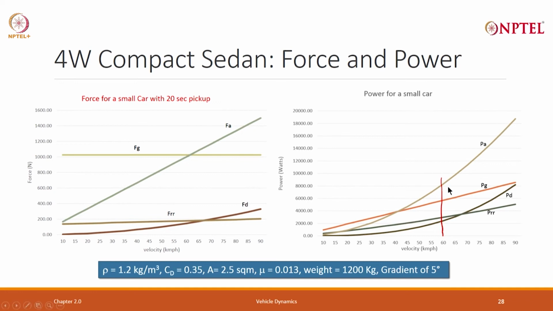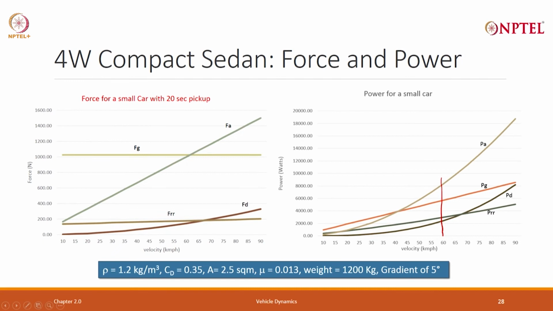So, look at it. If I want to travel at 60 kilometers per hour and I want this acceleration plus rolling resistance and drag, it will be 6 plus 2 plus 2. I require 10 kilowatts. Even for gradient, I have 6 kilowatts plus 2 plus 2. So, 10. For acceleration I require 8 plus 2 plus 2. So, 12 kilowatts. So, a 12 kilowatt motor can make it comfortable up to 60 kilometers per hour.